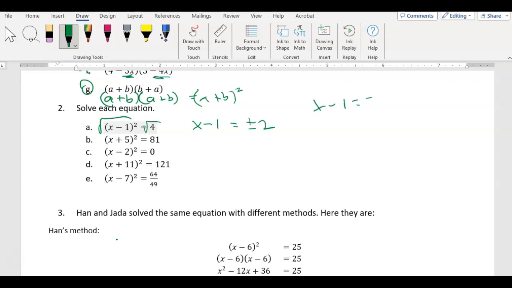So x minus 1 equals 2. Add 1 to both sides. You get x equals 3. Or x minus 1 equals negative 2. Add 1 to both sides. And x equals negative 1. Those are your two answers.